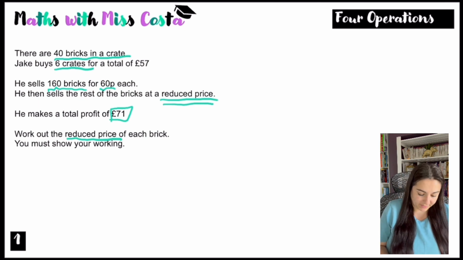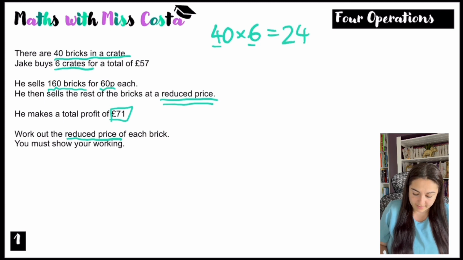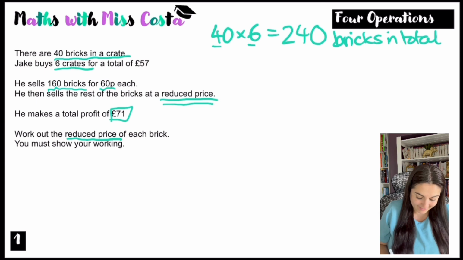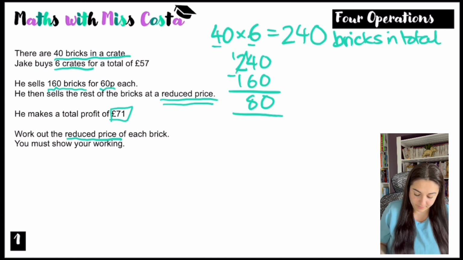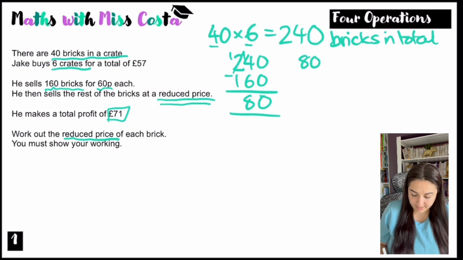So the first thing I can do is figure out how many bricks he has in total. I know that there are 40 bricks in a crate and 6 crates he buys. So 40 times 6, 4 times 6 is 24, and that's 0, so 240 bricks in total. I know that he sells 160 of them at that price of 60p. So 240 take 160 means that I am left with 4 take 6 I can't do, 14 take 6 is 8, 1 take 1 is nothing. So he sells 80 bricks at the reduced price.